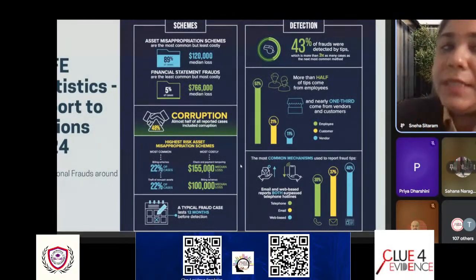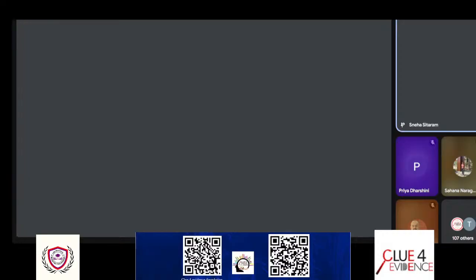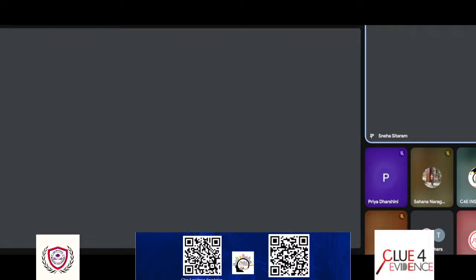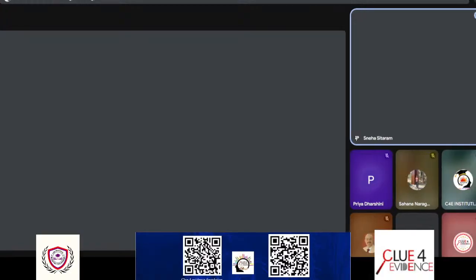Yeah, so here we see the statistics given in the Report to the Nations 2024 for these schemes. First of all, we need to understand occupational fraud. Occupational fraud is where an employee who is in a position in an organization is able to influence with his position, misuse the assets, misappropriate, or inflate the financial records. All these would come under occupational fraud and occupational fraud schemes.